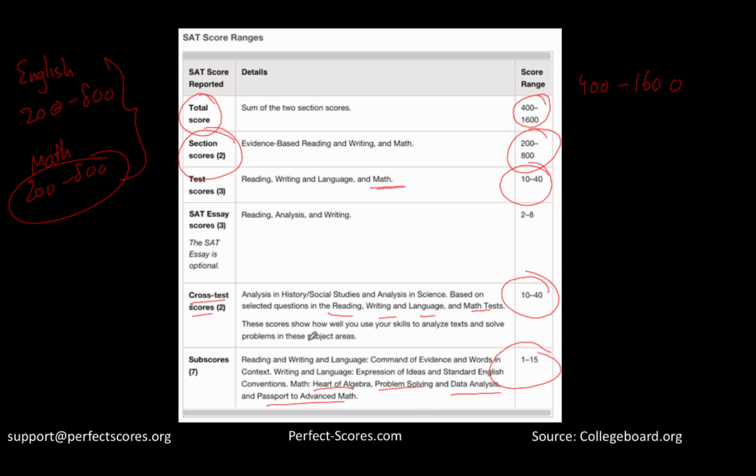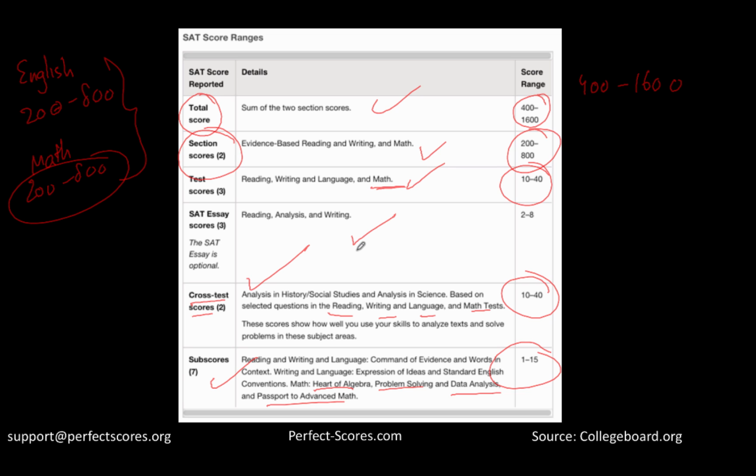So probably it's going to be a pretty complex score report. It's not going to be like I scored an 800 or I scored a 780. So it's not that comparable now. You'll actually be getting so many different scores. You'll be getting a total score, section scores, test scores, your essay scores, your cross test scores, and your sub scores. So these are all the kinds of scores that you're going to see on your report card. That makes it very difficult to compare two scores.